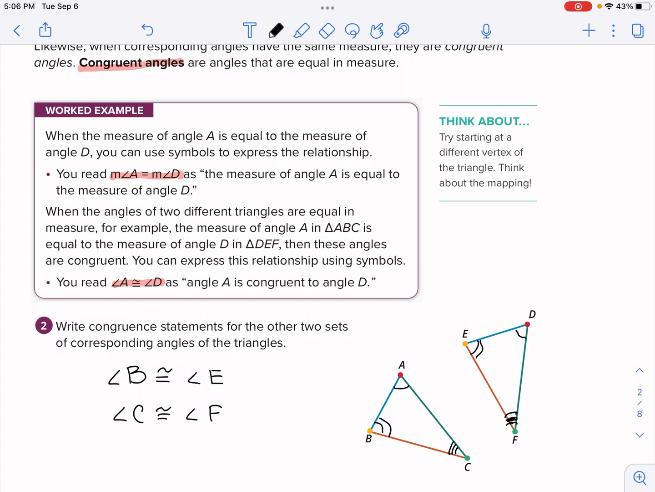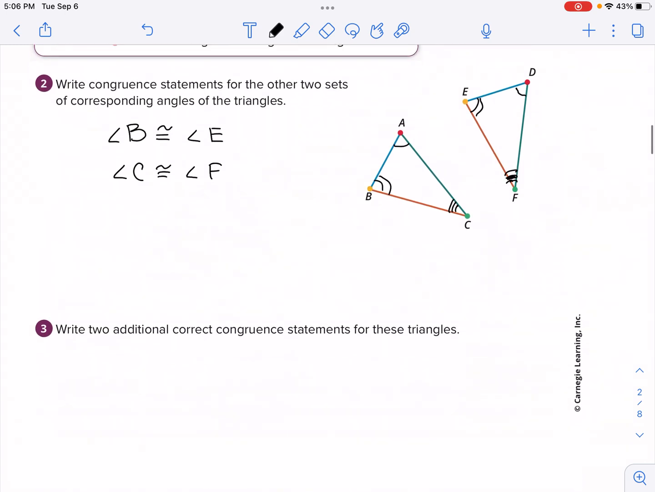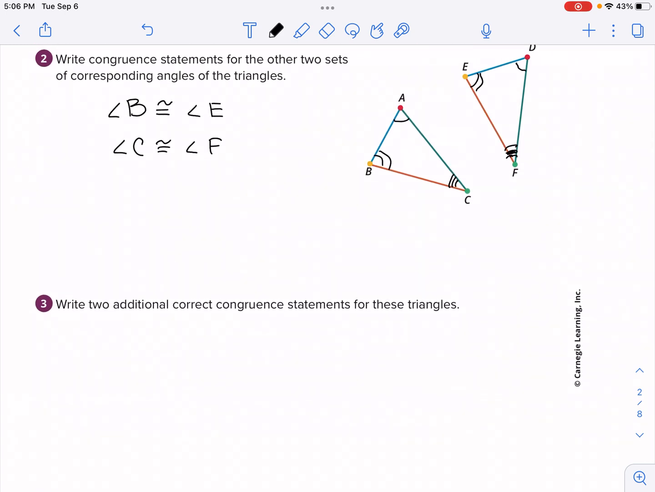We're going to go to number 3 on the same page. And it says write 2 additional congruent statements for these triangles. I'm just going to do 1. Instead of 2, I'll put 1. We have this, right? Triangle ABC is congruent to triangle, and I'm going to line this on top of it, DEF.